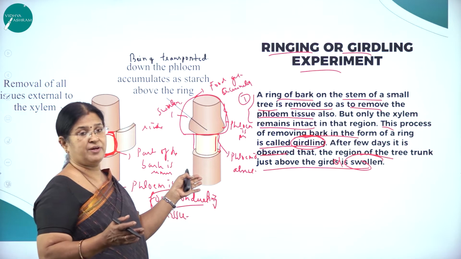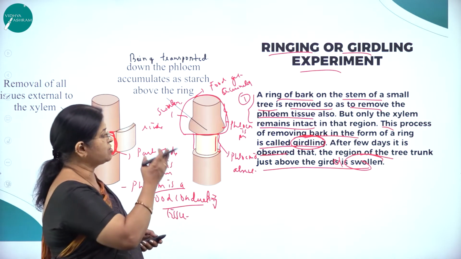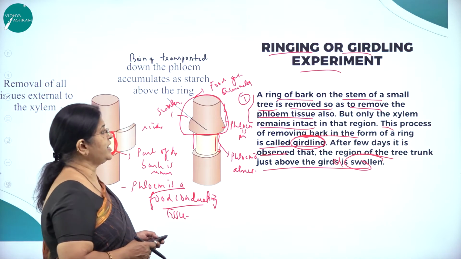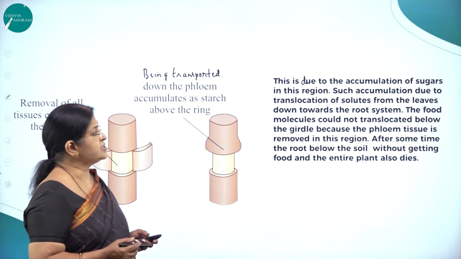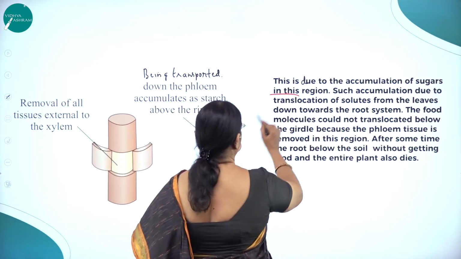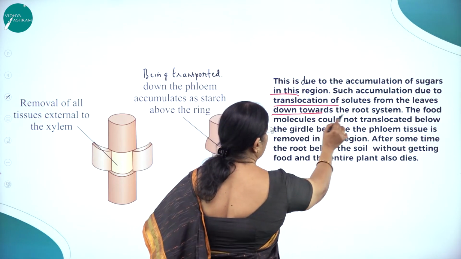So this is a very clear indication that phloem is a food conducting tissue. Hence it is called the ringing or girdling experiment. So this is due to what? Accumulation of sugar in this particular region. Such accumulation is due to translocation of solids from the leaves downwards to the root system.